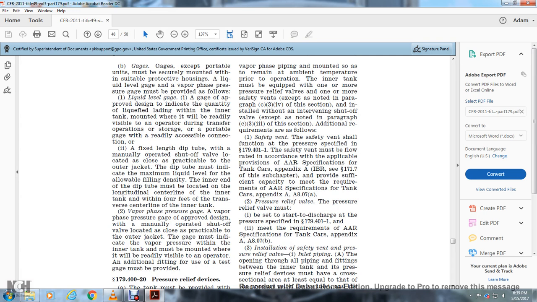It must be indicated with the maximum liquid level for level filling density with the inner end of the dip tube. It must be located on the longitudinal center line of the inner tank within 4 feet of the transverse center line of the inner tank.